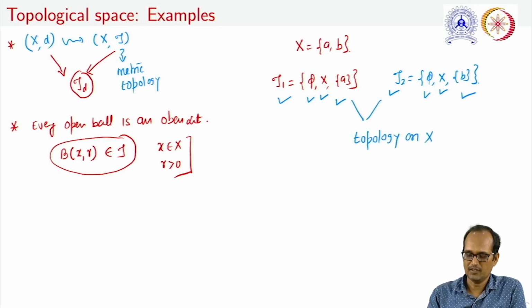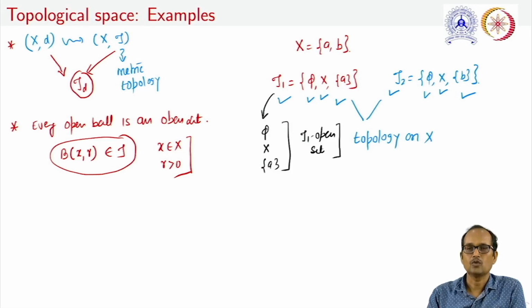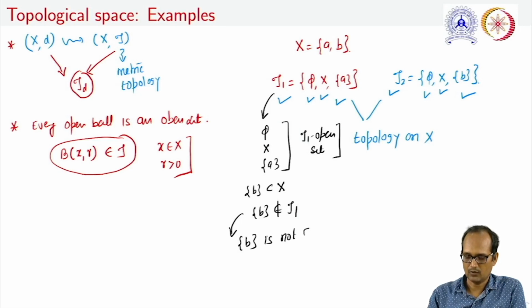Now, if these are topologies, we can say that the open sets with respect to topology tau 1 are empty set, X and singleton set {a}. These are tau 1 open sets. But note that the singleton set {b} is also a subset of X, but singleton set {b} is not a member of tau 1, so we cannot say that singleton set {b} is tau 1 open.